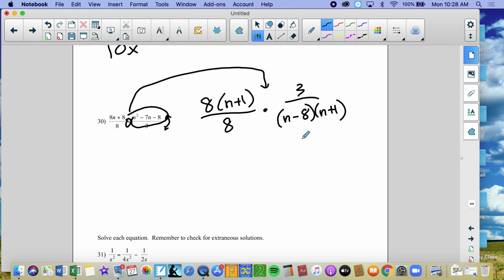So now we're going to look to cross-cancel. Can we cross-cancel? 8's will cancel. N plus 1 will cancel. And we're left with, my final answer is 3 over n minus 8. Love multiplication and division.